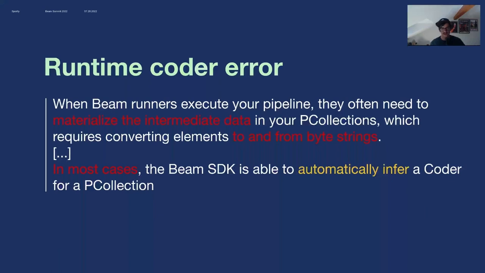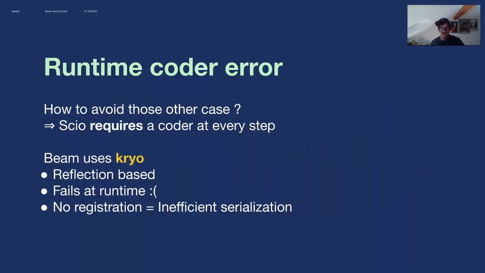So let's focus on the coder problem. Beam states this: when a Beam runner executes your pipeline, it often needs to materialize intermediate data in your PCollection, which requires converting elements to and from byte strings. In most cases, the Beam SDK is able to automatically infer a coder for a PCollection. What I hear there is that in some cases, it may not work. So how to avoid that?